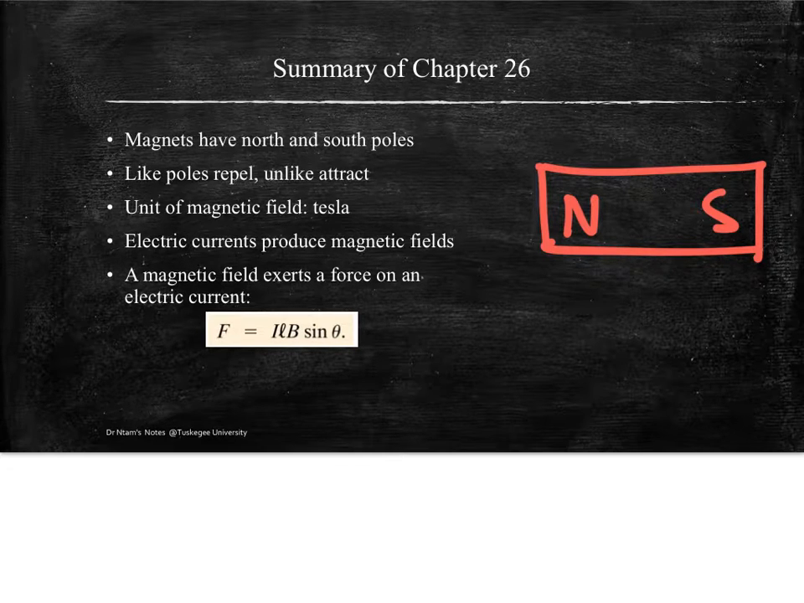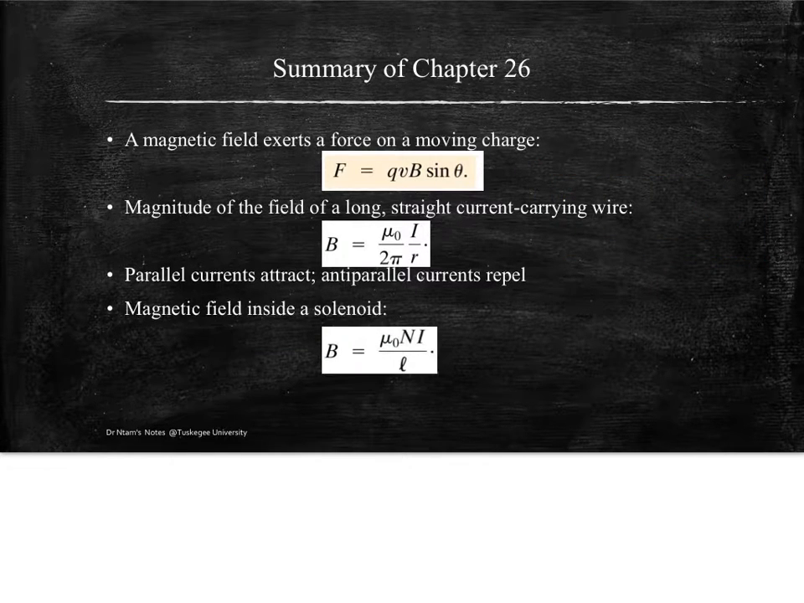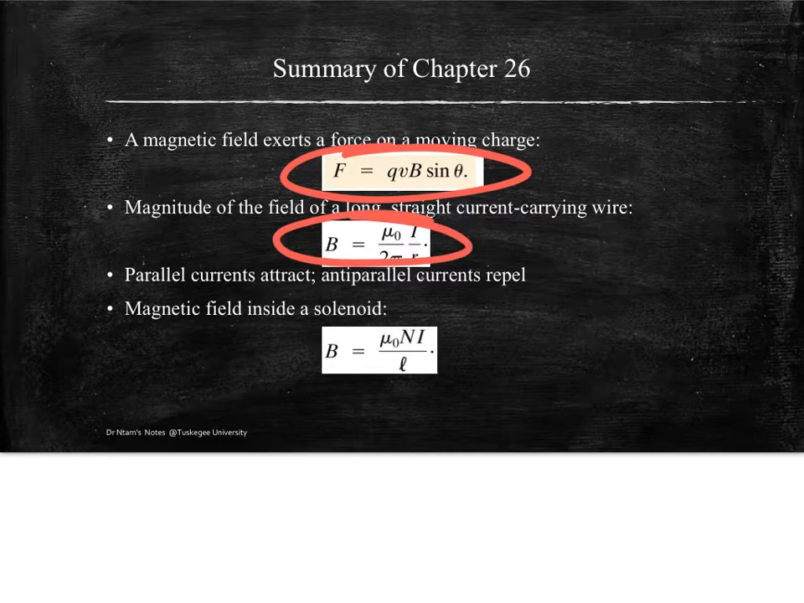The unit of the magnetic field is Tesla. Electric currents produce magnetic fields. A magnetic field exerts a force on an electric current. A magnetic field exerts a force on a moving charge given by this equation. The magnitude of the magnetic field of a long straight current carrying wire is given by this equation.